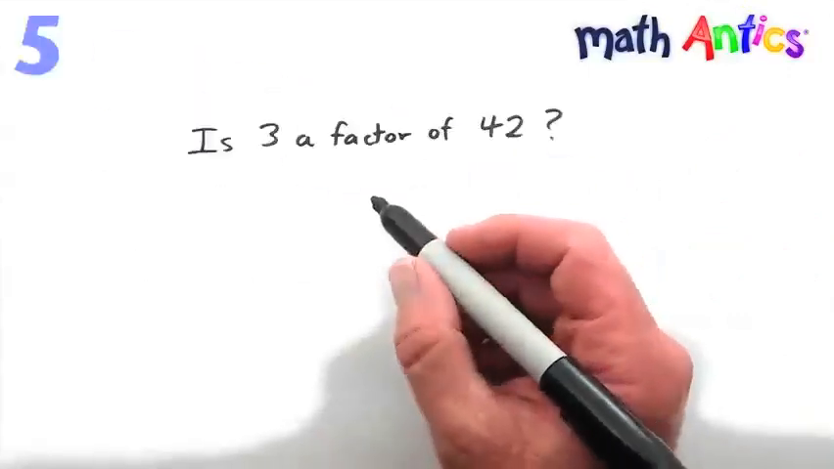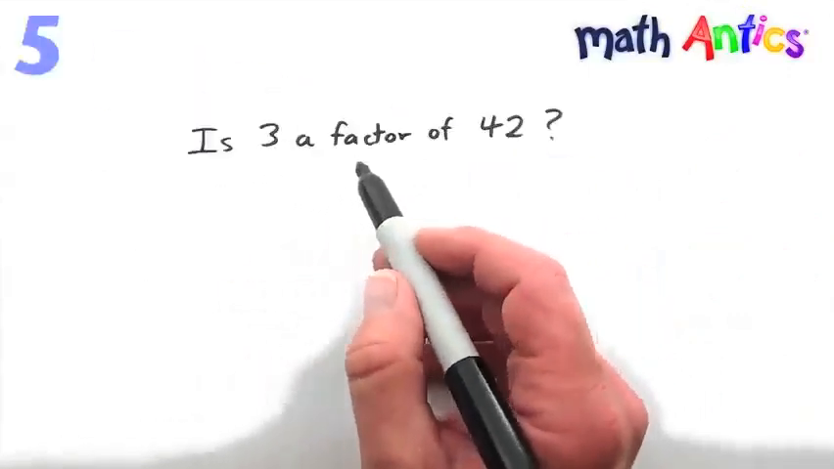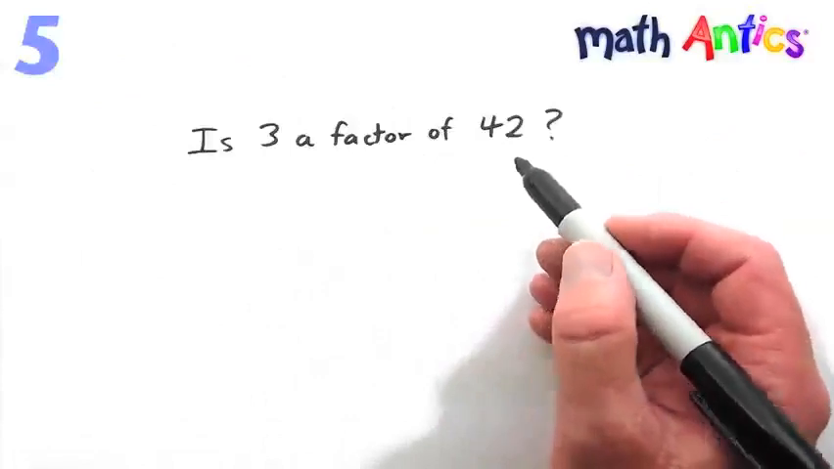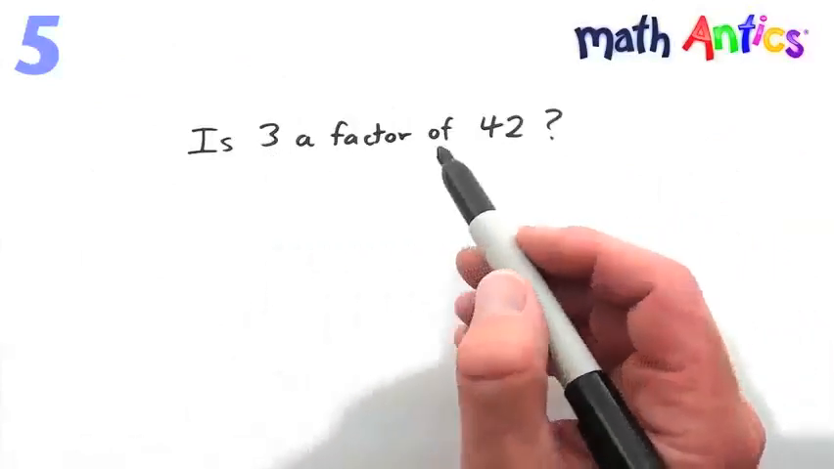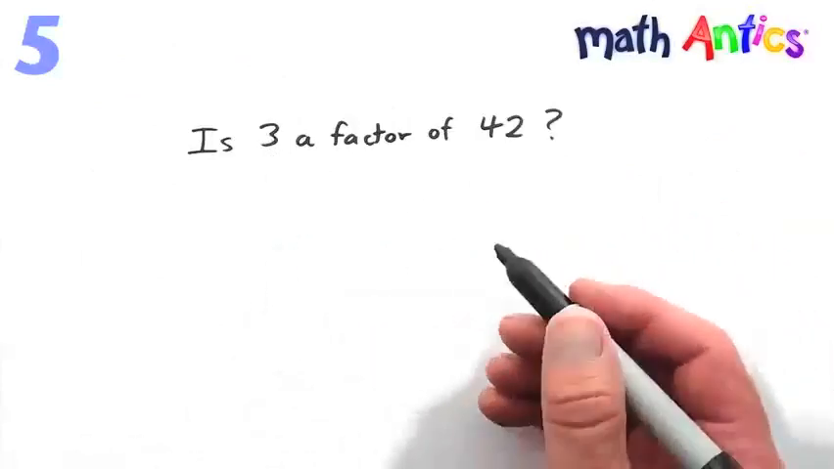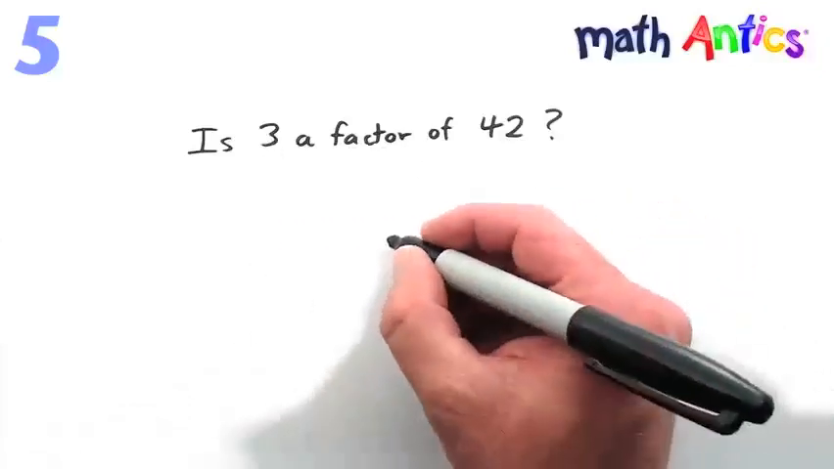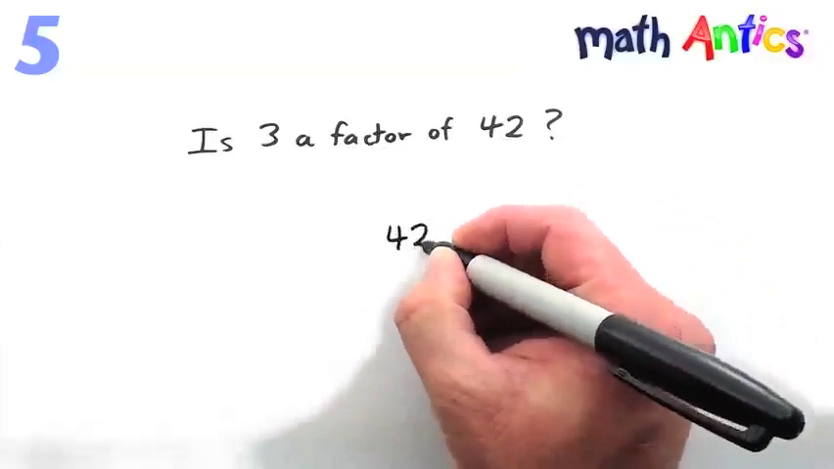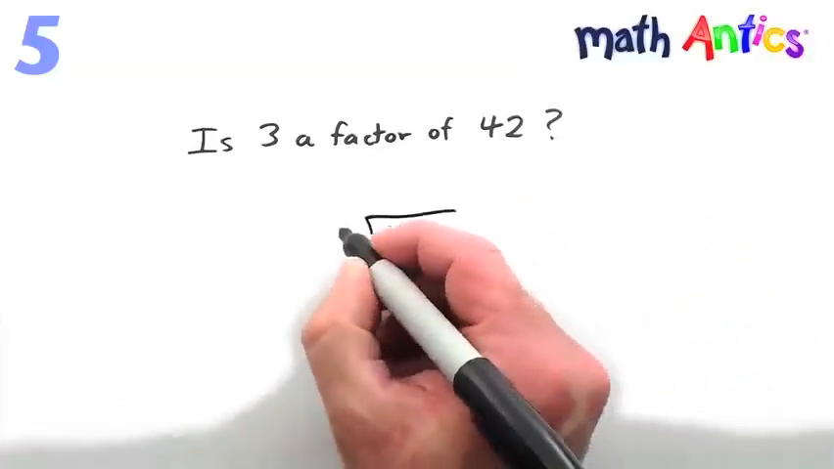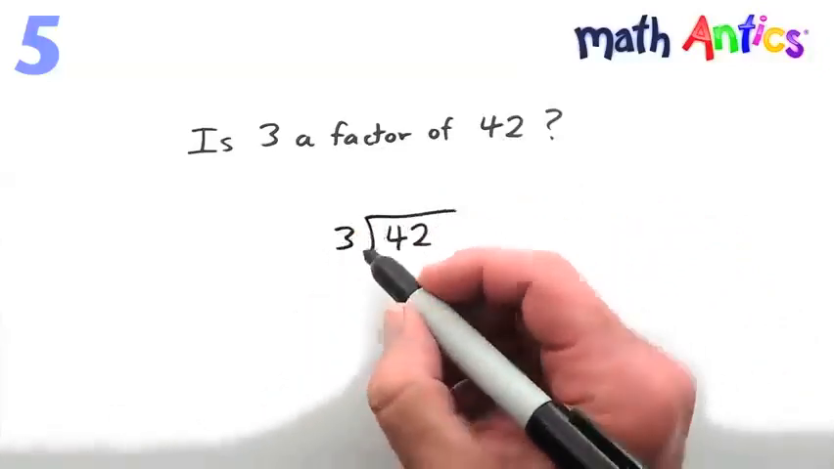And problem 5 asks, is 3 a factor of 42? Again, if we need to figure out if this is a factor of that, we can just do a test for divisibility. See if 3 divides evenly into 42. So let's set that up here. Here's our 42.